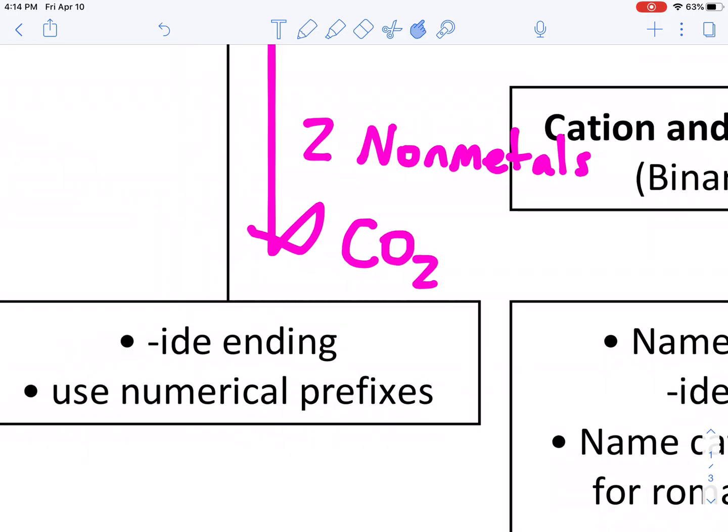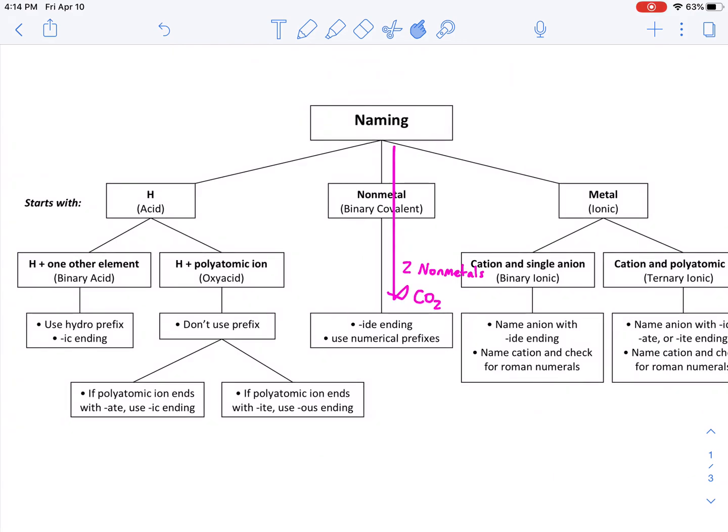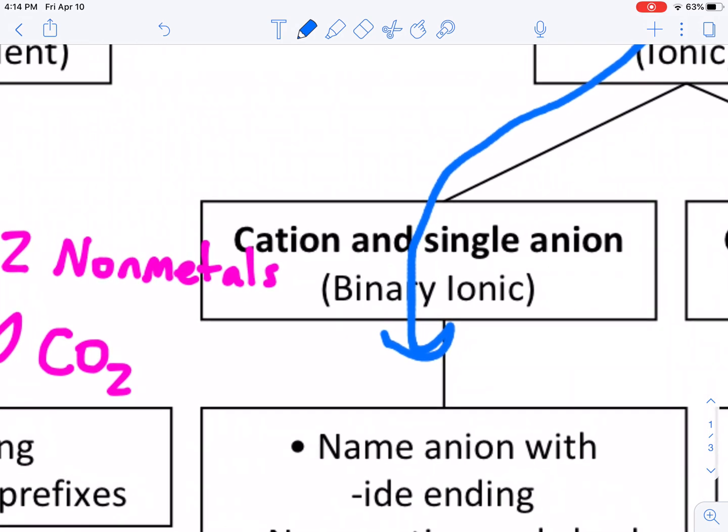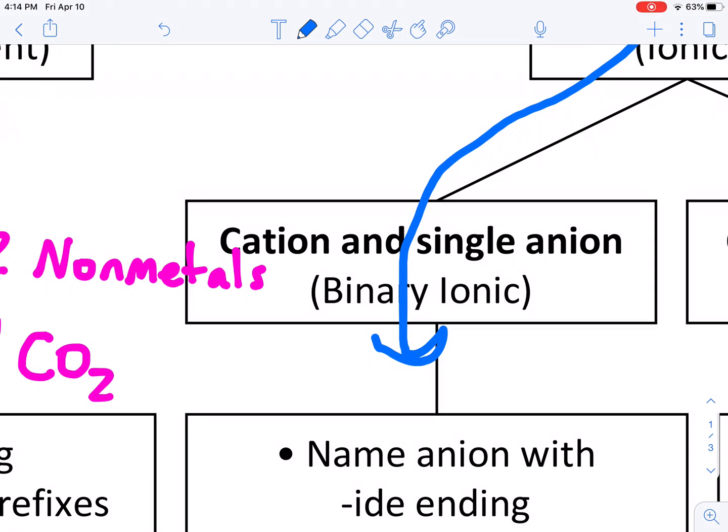So today, what we're going to do is start talking about a situation when we have a metal and a nonmetal. In particular, we're going to talk about when we have a cation and a single anion. So one cation, one anion, that would be two atoms. So for instance, sodium and chlorine.